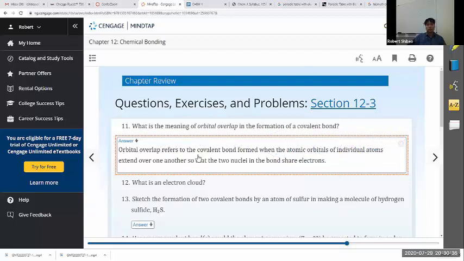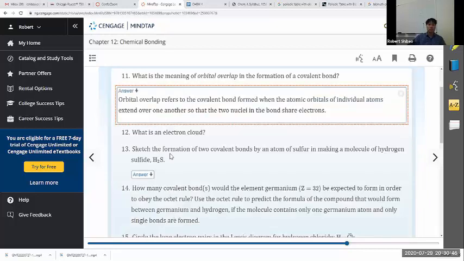Orbital overlap refers to the covalent bond formed when the atomic orbitals of individual atoms extend over one another so that the two nuclei in the bond share electrons. Sketch the formation of two covalent bonds by an atom of sulfur and making a molecule of hydrogen sulfide.